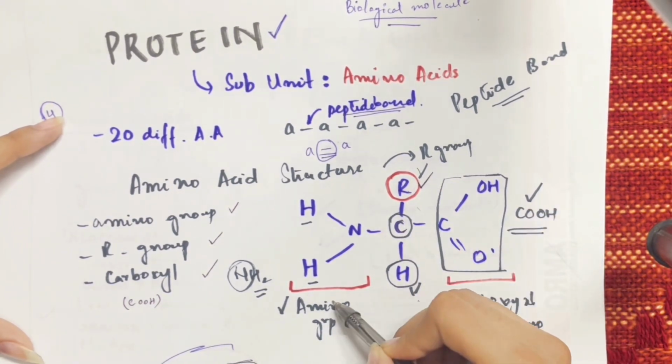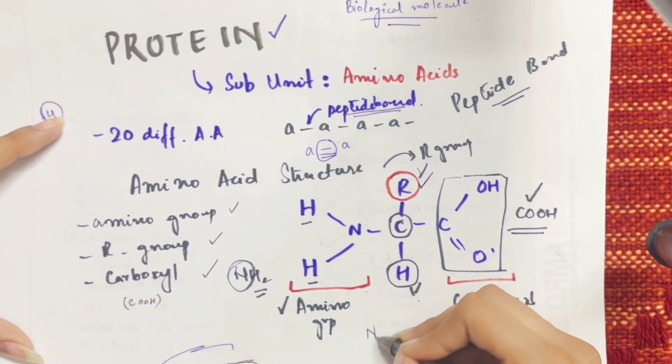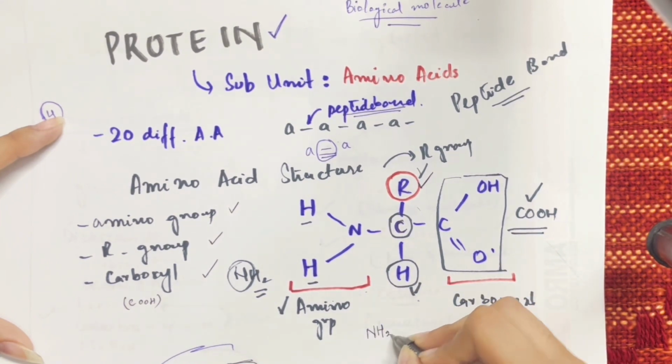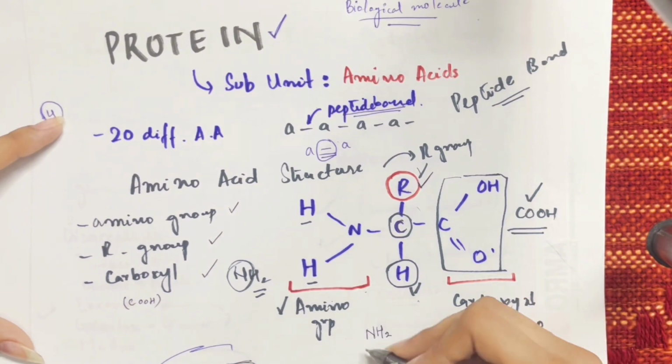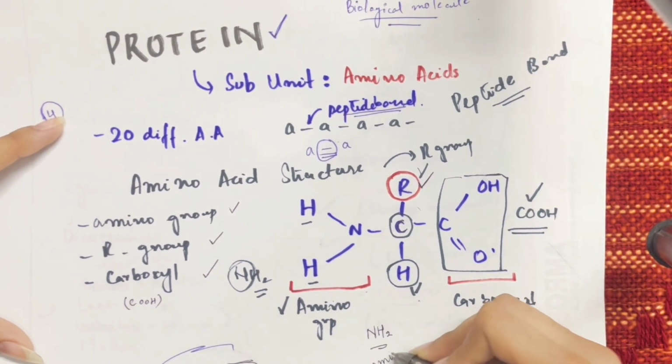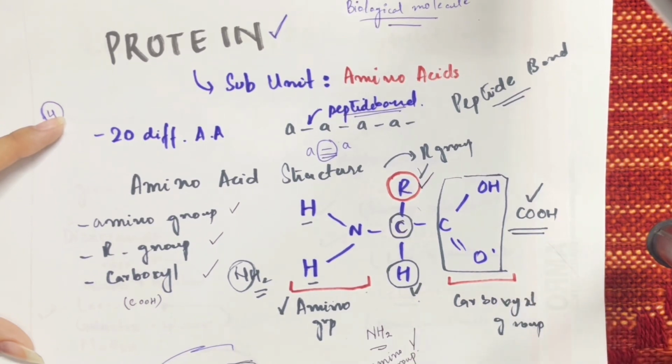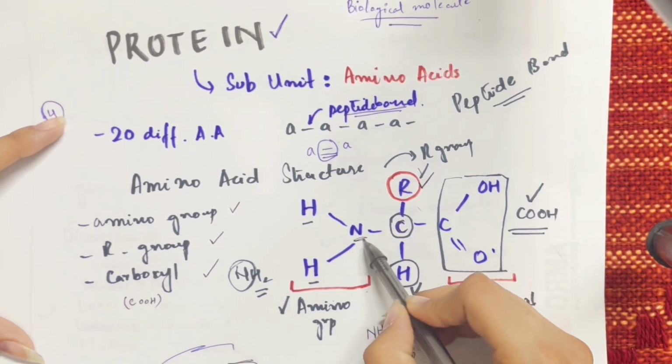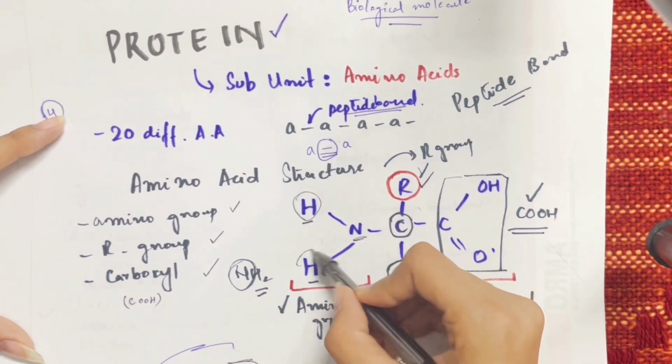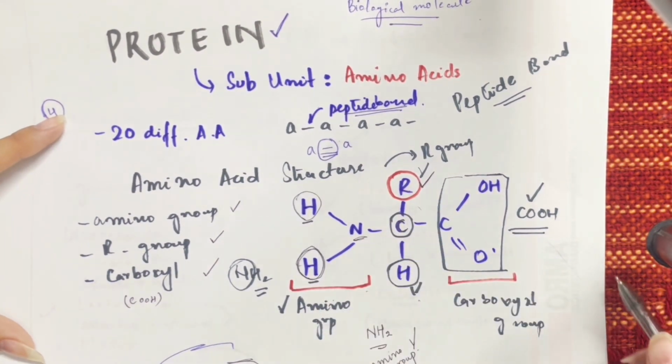Then we have the amino group. The amino group means the one that consists of one nitrogen atom and two hydrogen atoms. This gives us the term for the amino group. And in the amino acid structure, we have the constituents of the amino group, that is nitrogen and the two hydrogen atoms that make up the amino group.